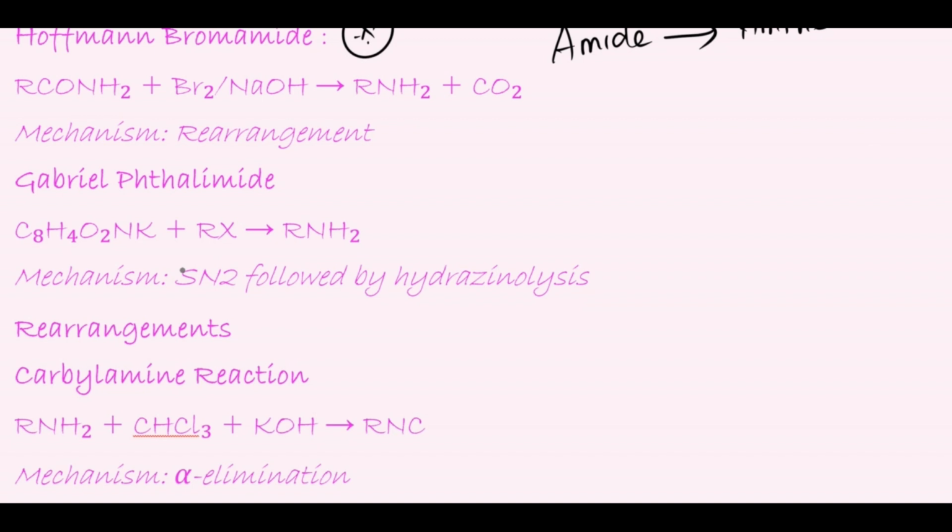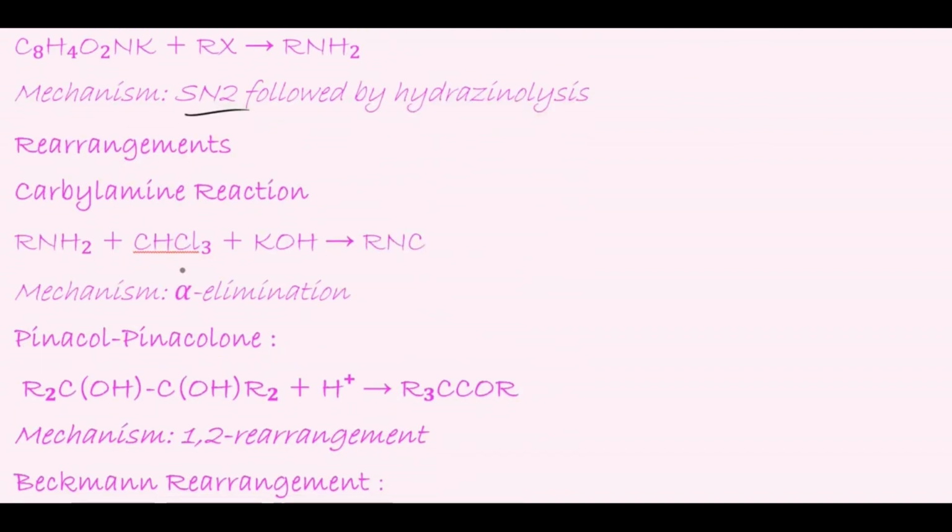And Gabriel phthalimide, one of the most important reactions, it is forming primary amine. It follows the SN2 mechanism. SN2 obviously primary supports it, right? So phthalimide will get attached, and then in the last step it will get separated. Primary amines will be forming.